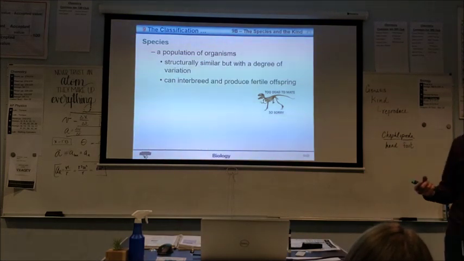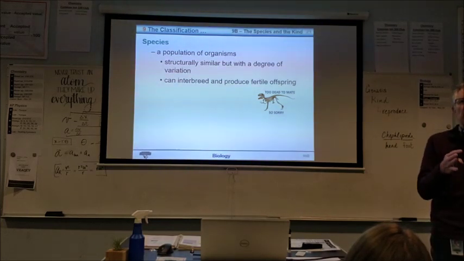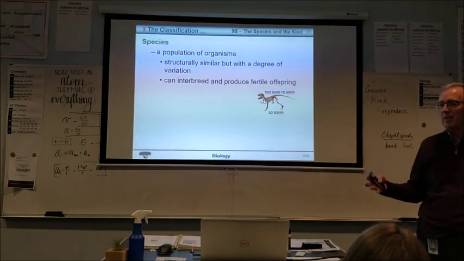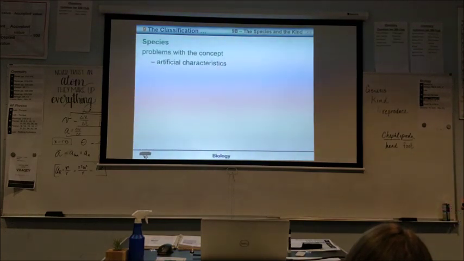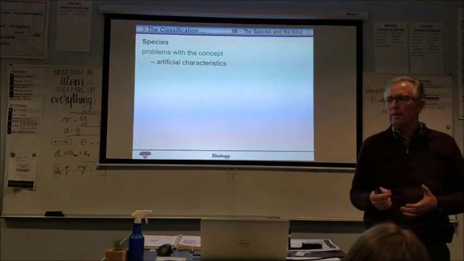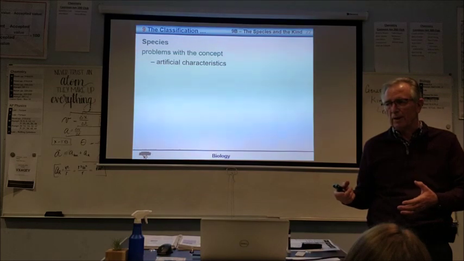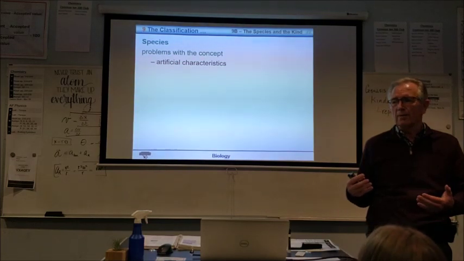So, do we put them in the same species or not? Okay? That is kind of an artificial division that we humans have created for our particular naming scheme that we have. Now, are there problems with this concept of the species? Yes, these characteristics are artificial. We just artificially decided that if the organism is able to breed but not produce fertile offspring, then it's going to be considered not in the same species.